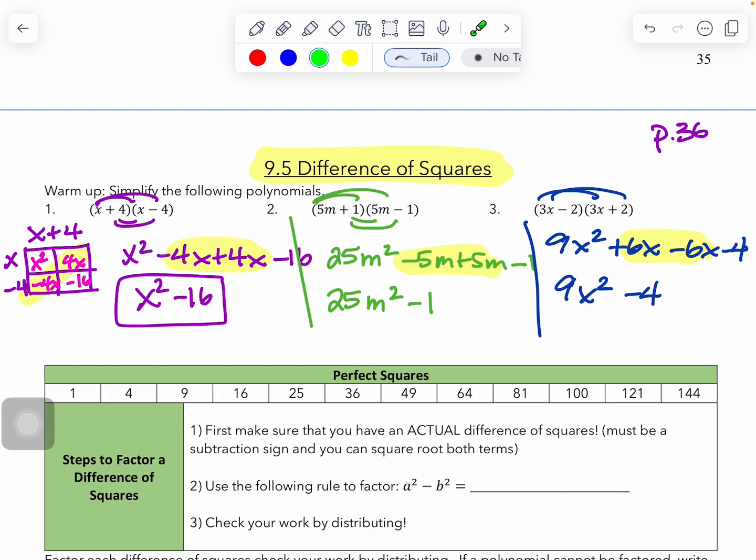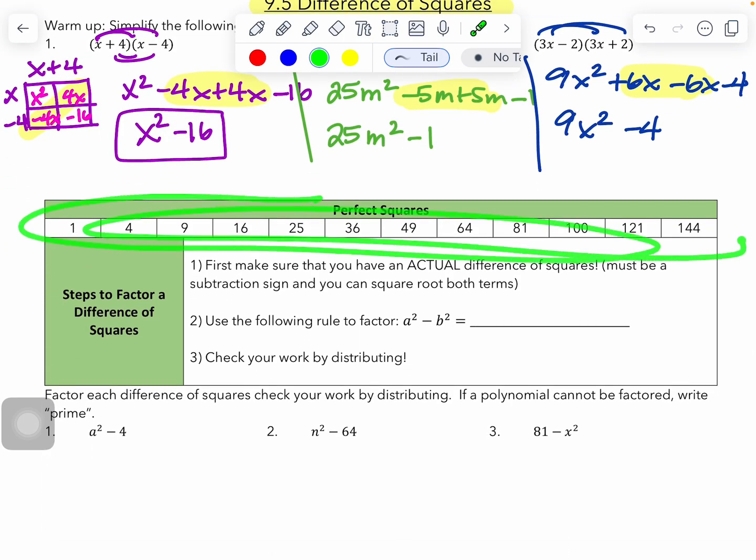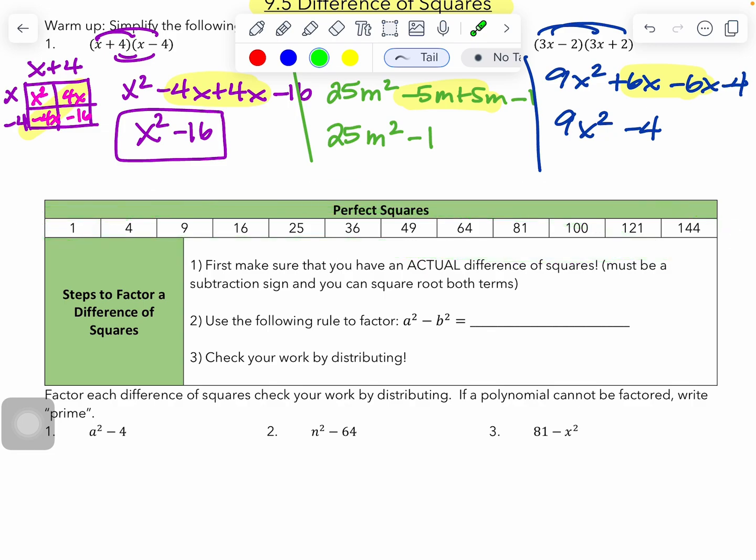Okay, remember I said that if you can memorize some things, it'll make your job a little bit easier. So here we have a list of perfect squares. If you can memorize these, it's going to make your job a little bit easier. You don't have to memorize them. We've worked with them a little bit before, but just have them in your mind somehow, something easy to access. Okay, steps. First, make sure you have an actual difference of squares: subtraction, and you can square root both.